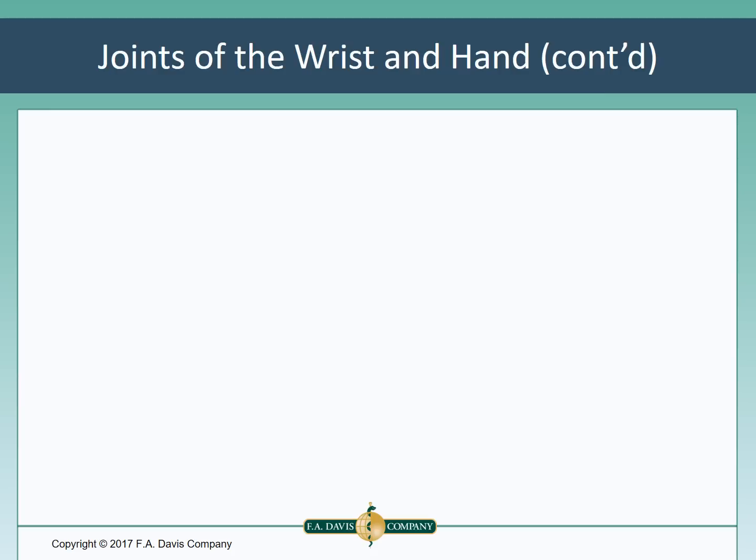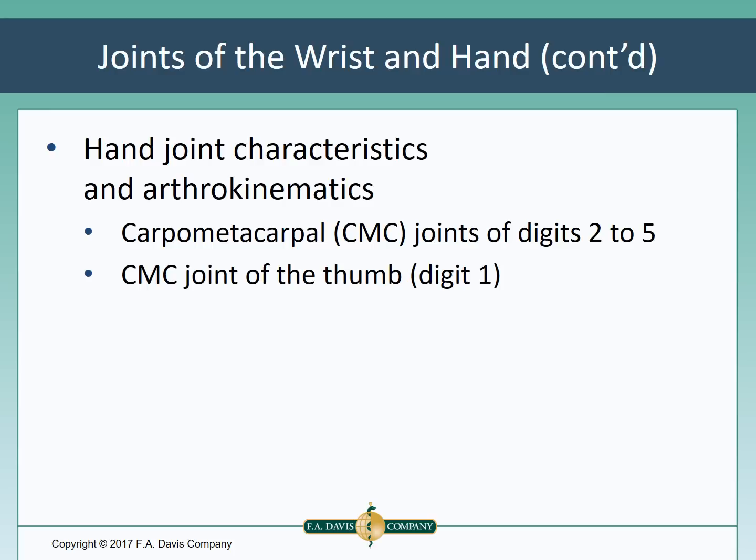We're going to be looking at the characteristics and arthrokinematics of the CMC joints: the CMC joints of digits 2 through 5, and then the CMC of the first digit. The carpometacarpal joints are highly stable, and metacarpals 4 and 5 have convex bases on the concave hamate. The reason they do that is increased mobility.